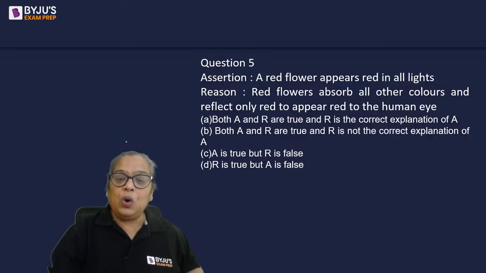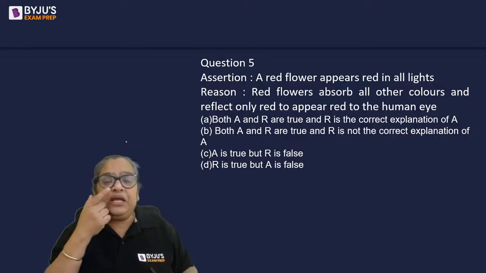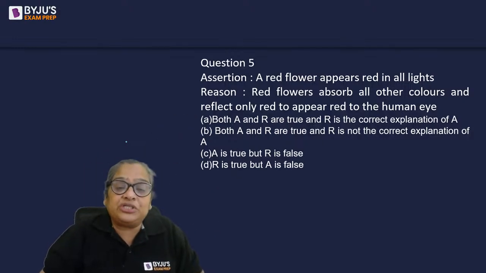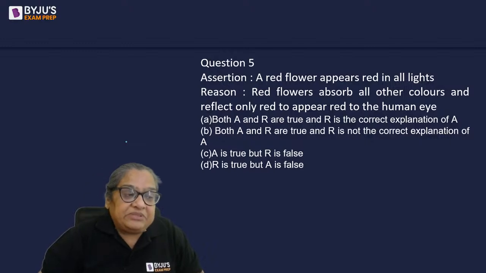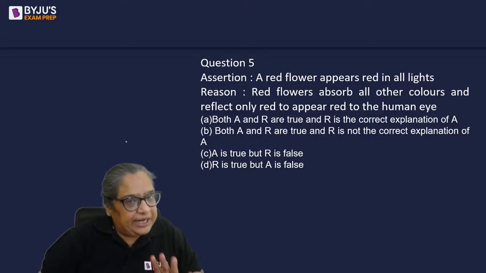Alright, one of the questions, not too many: earlier when CLAT had different types of verbal logic questions, they would sometimes ask a reason assertion question. If I remember right, the CLAT question was something a little different from this, but I also thought I should test this with you. A red flower appears red in all lights. Does it? If that is true, then A is true.